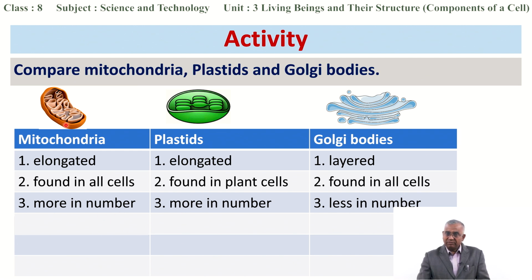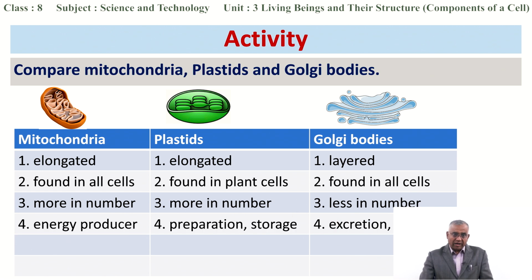More in number. Mitochondria are found more in number. Plastids are found more in number. And Golgi bodies are found in less number. Not only a single one as shown in the diagram. A single one is shown, but it doesn't mean that only a single Golgi body is found in a cell. Its number may be different. It is not that there is only one or two, there are many, but comparatively fewer than other organelles. Only that thing you have to keep in your mind.